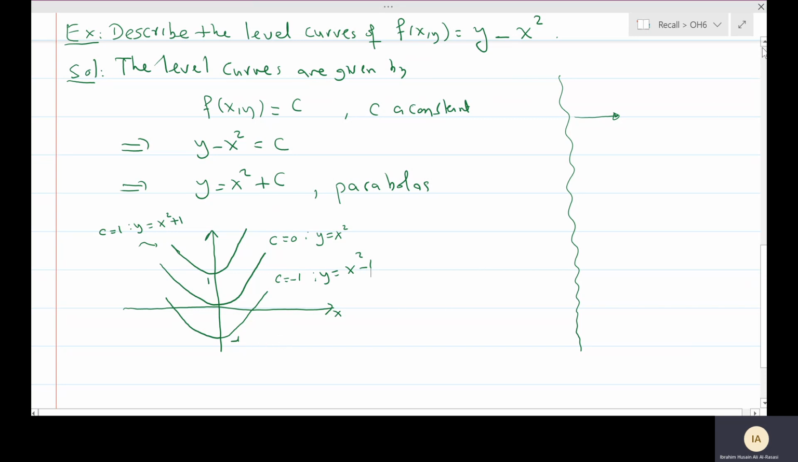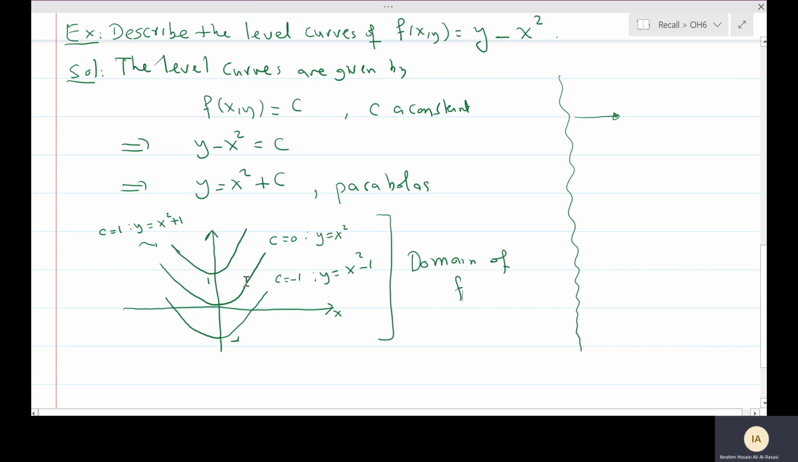So what is the property of these curves? Basically we need to know the answer to the following question. This is in the domain of f. In the whole xy domain, I have these points, only on the parabola. For example, take the points on the parabola corresponding to c equal to 0, y equals x squared. All points on y equals x squared are points in the domain. The question is the following: what is the value of the function at these points?